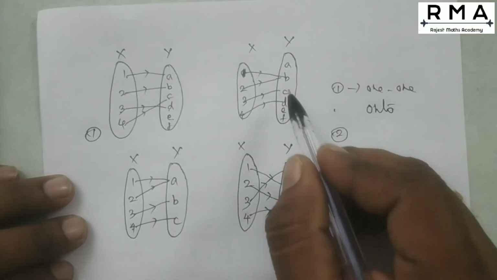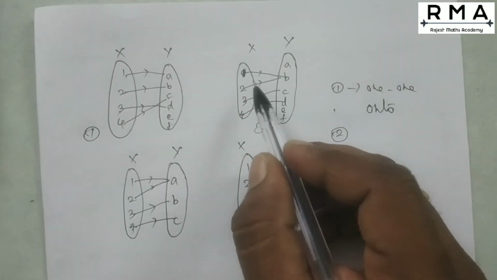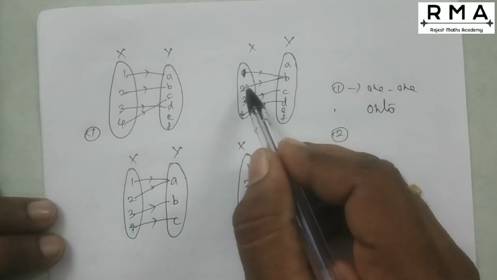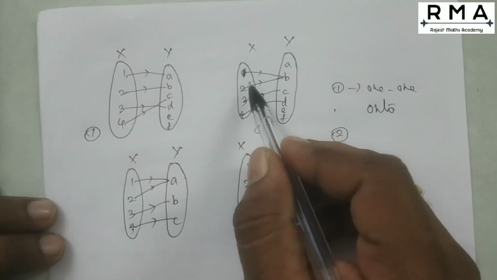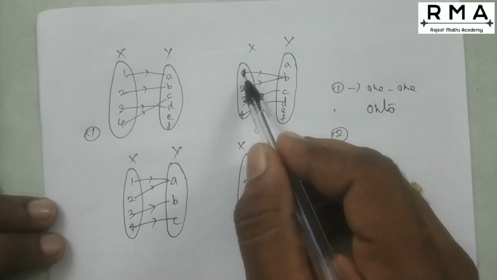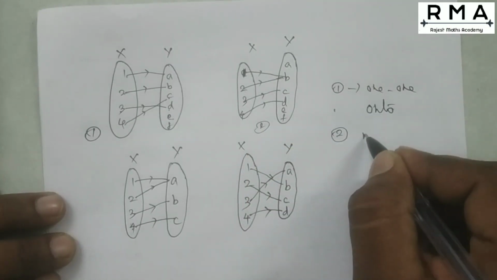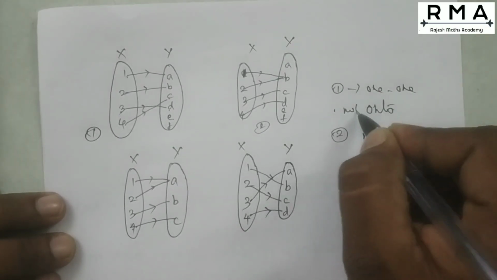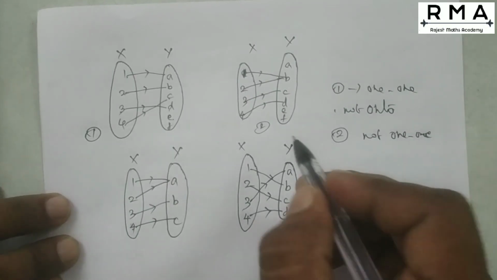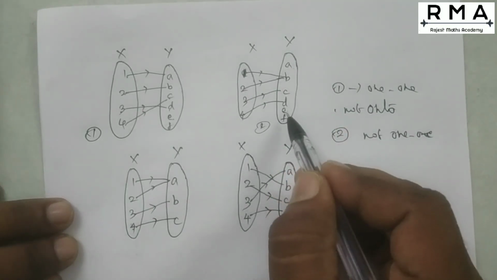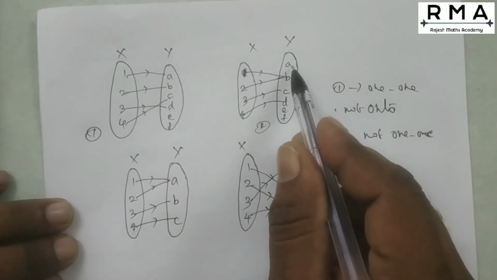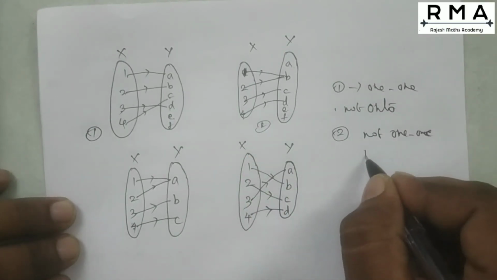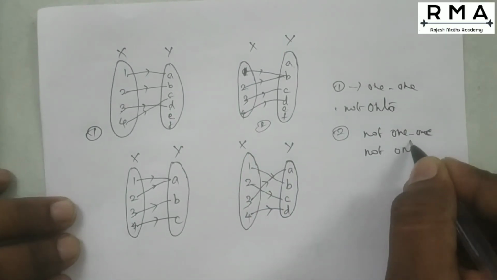Come to the second one. Second diagram, what is that? See, it is one-one or not. 1 is mapped with B, 2 is mapped with B. According to our definition, the images are not distinct, because images are same. For 1 and 2, images are same, so it is not one-one. Second one, what about onto? Same. E and F are not mapped. That is, E and F are not images of any element of X. So clearly I can say that it is not onto.